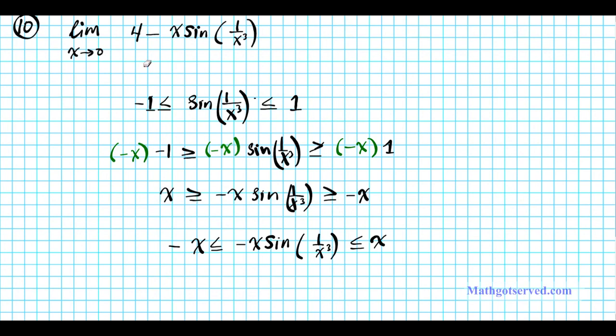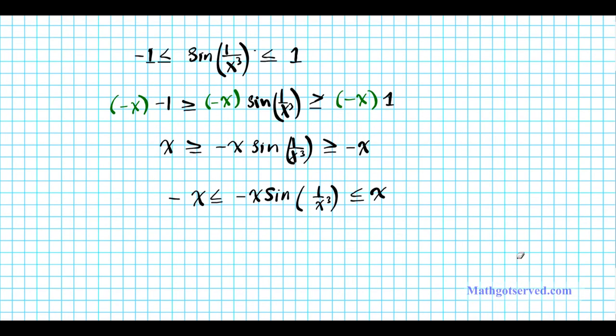Now there's still a 4 there, so let's address that situation. We have to add 4 to all three sides of our inequality. I'm adding 4 here, adding 4 there, and adding 4 there also. So that's going to yield 4 minus x is less than or equal to 4 minus x sine 1 over x to the third, which is less than or equal to 4 plus x.